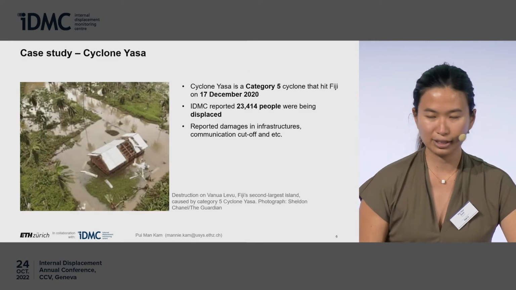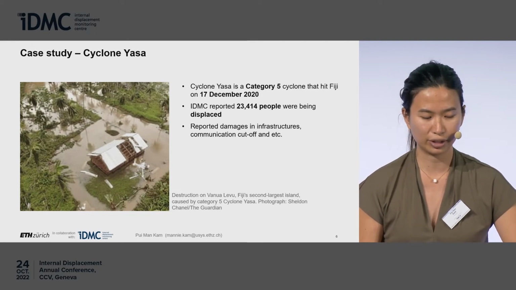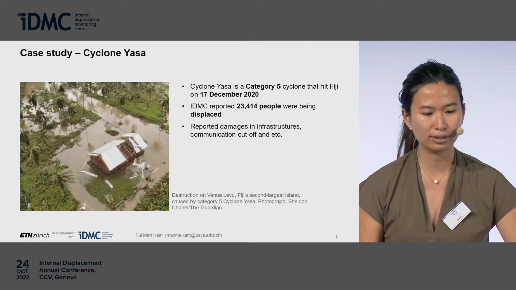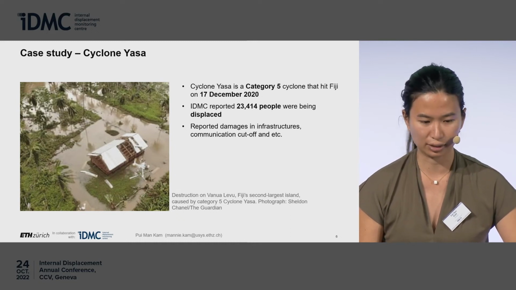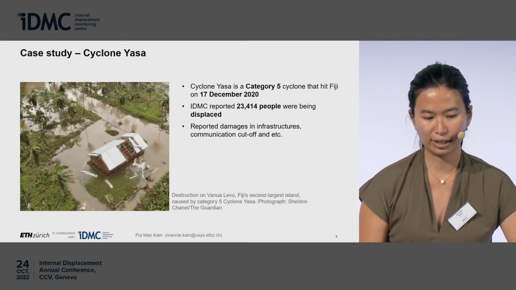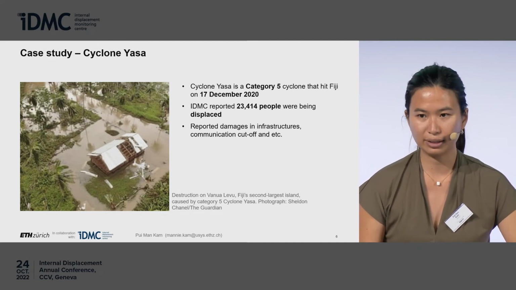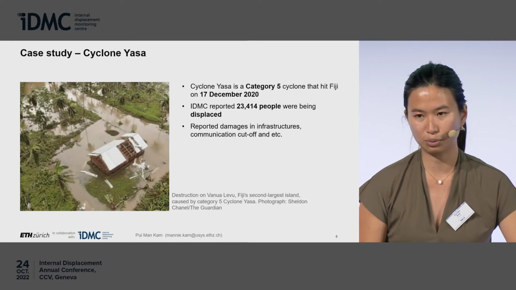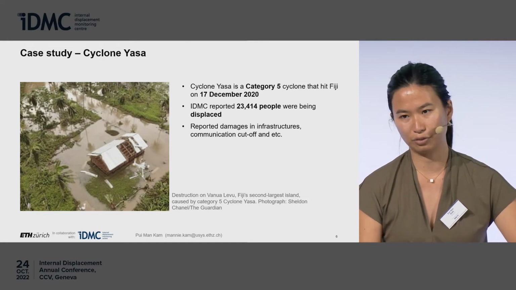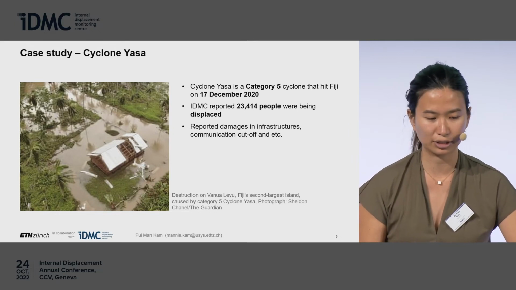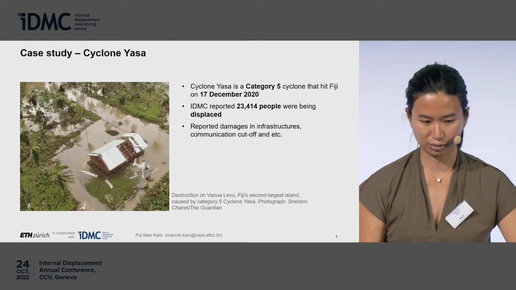So to better illustrate what I'm actually doing, I put in a case study. I chose cyclone Yasa that hit Fiji back in December 2020. It reached Category 5 hurricane level. What you need to know is that IDMC reported roughly 23,000 people were displaced by this tropical cyclone. And of course, there were also many infrastructure damages, community infrastructure, electricity cut off, and so on.